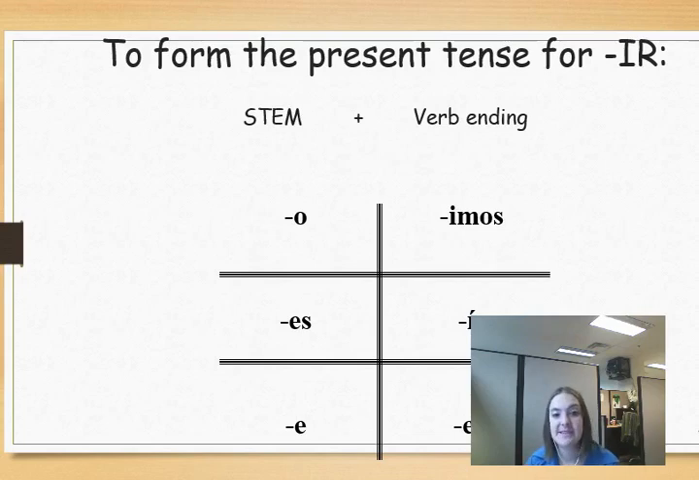IR verbs work very similarly. Everything is the same except your nosotros and vosotros forms. So the upper right box and then the second box on the right hand side. Those are different. Everything else you'll notice is the same as an ER verb.